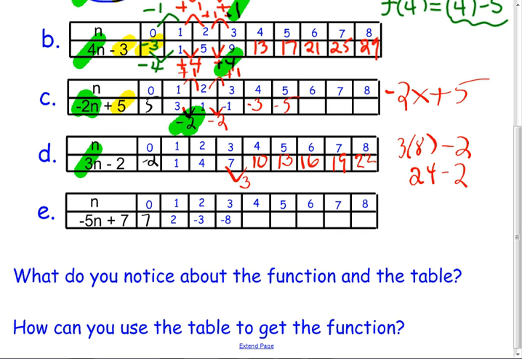Okay, what's the slope on the next one? What number is this? Whoops. Sorry, I thought I was going to highlight it. It's minus 5. Does that work? 7 minus 5 is 2. 2 minus 5, negative 3.